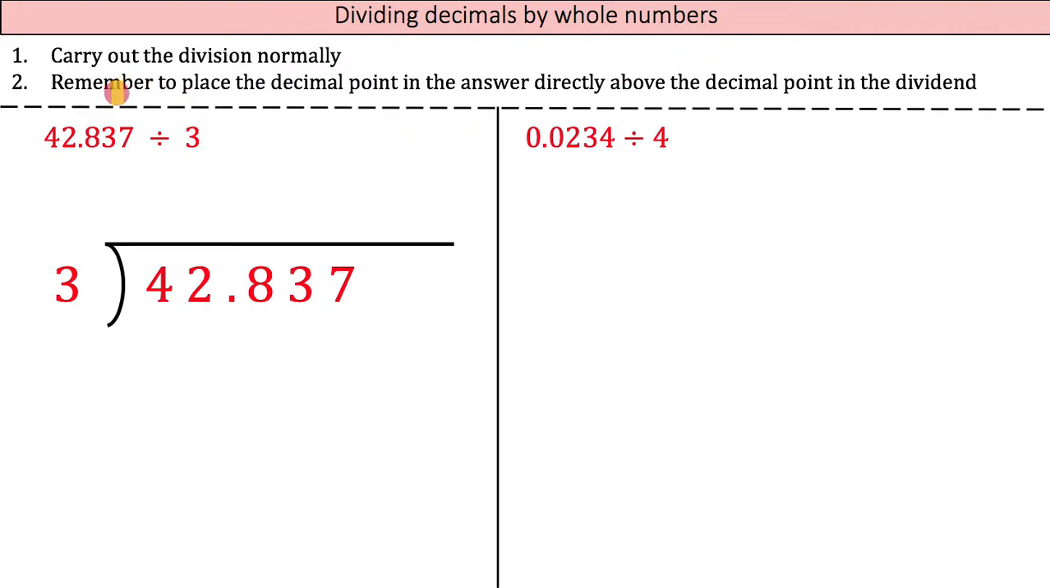To do this, there are two steps. First, you just carry out the division as normally, and then you just remember to place the decimal point in the answer directly above the decimal point in the dividend. So here's our dividend, here's our divisor. Let's go and see what's going to happen here.